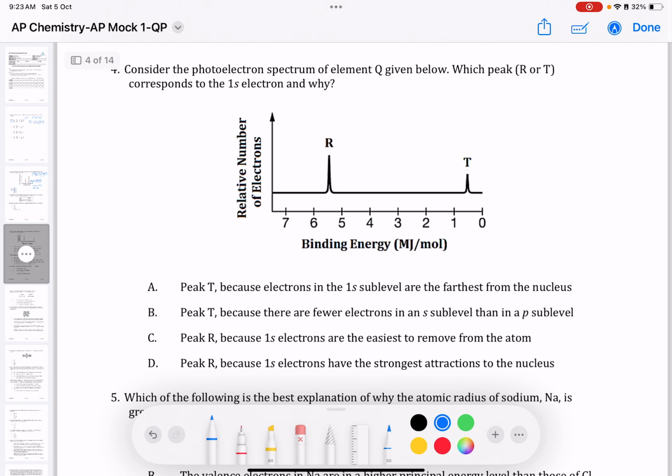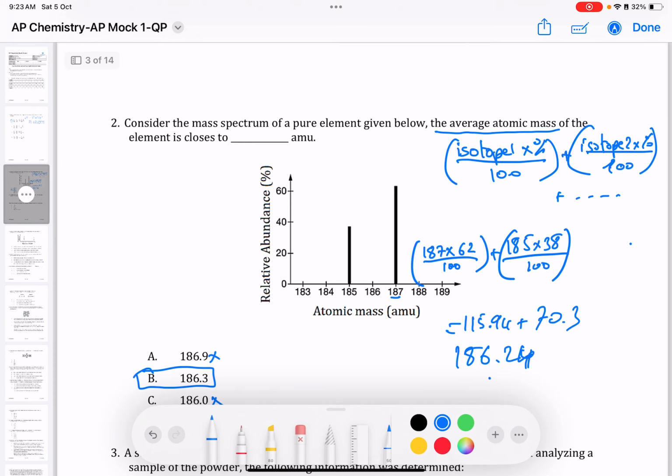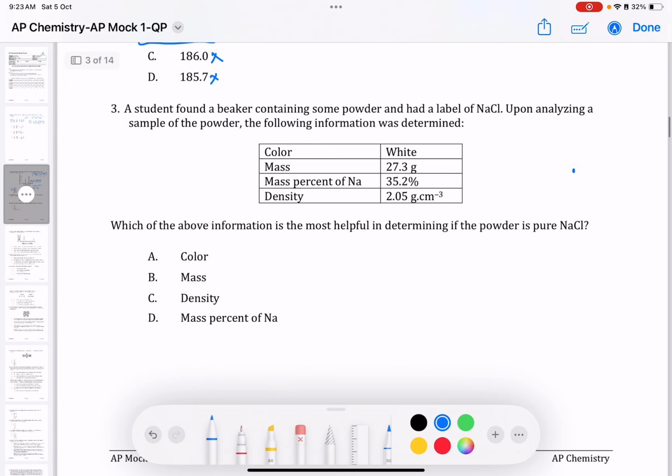Moving on to the next question. No, wait, I skipped a question. A student found a beaker containing some powder that had a label of sodium chloride on it. Upon analyzing a sample of the powder, the following information was determined: the color, the mass of the powder, which means it includes the mass of Na and of Cl in it, the percent of sodium, and the density.